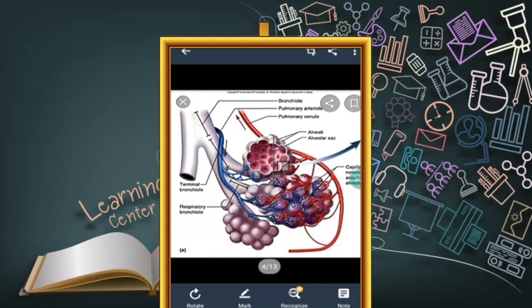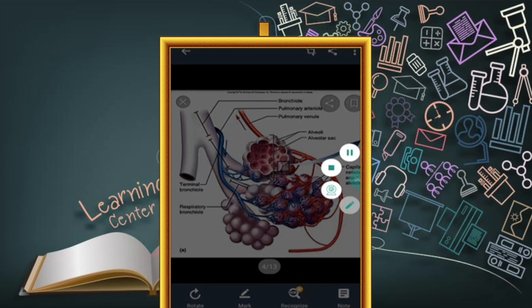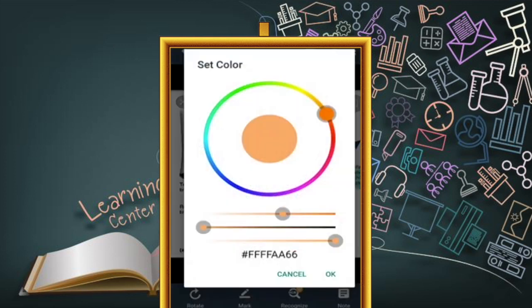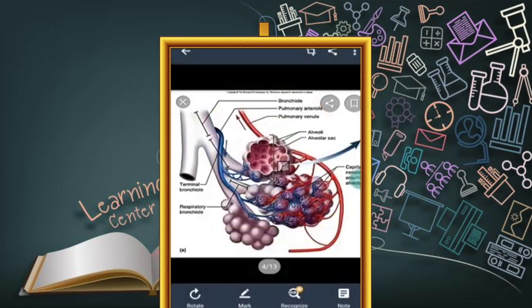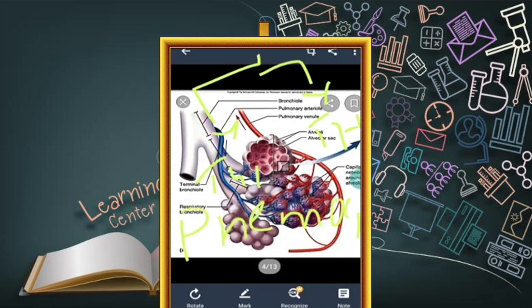Alveoli are mainly made up of two different types of cells: type 1 alveolar cells and type 2 alveolar cells. The type 1 cells are called type 1 pneumocytes, and the type 2 cells are type 2 pneumocytes.